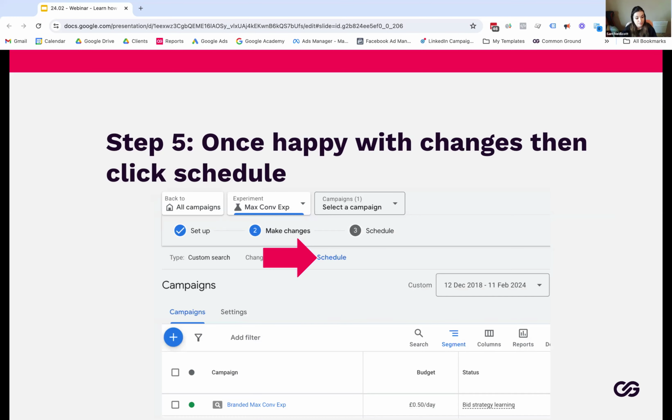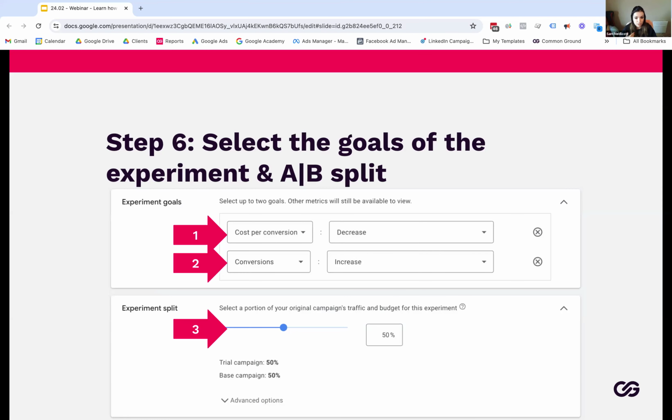Here, once you're happy with everything, you then can put schedule. And then with that, there's a few additional settings and steps that you need to make sure that you set up correctly to get the best results. So here are the goals, and this will be what Google is trying to achieve for you with this experiment. With this, it was cost per conversion to decrease and conversions to increase.